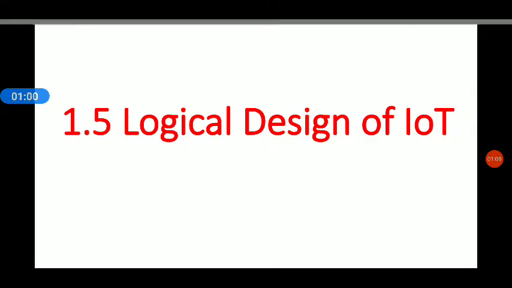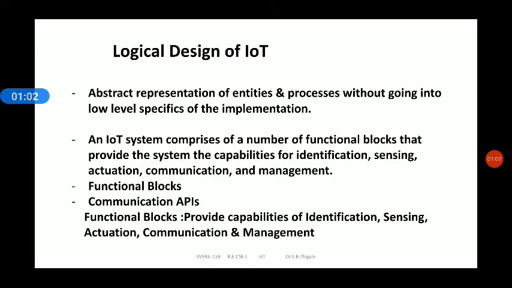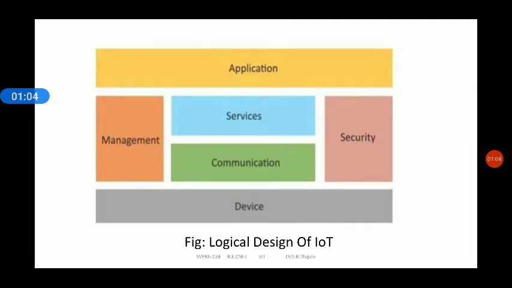Simply, we can represent it in a format like this, which is one common simple diagram to remember. It has different things like devices, communication, services, security, management and application. So what does the device part cover? From the logical design perspective, devices comprise the devices that provide sensing, monitoring, controlling and actuating functions.